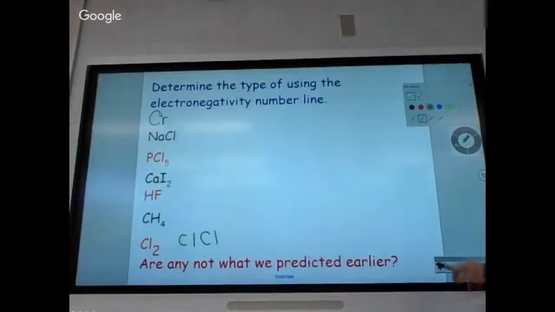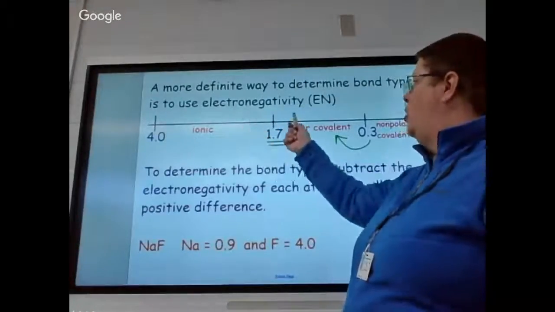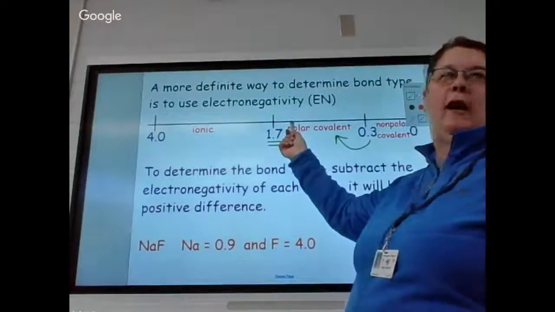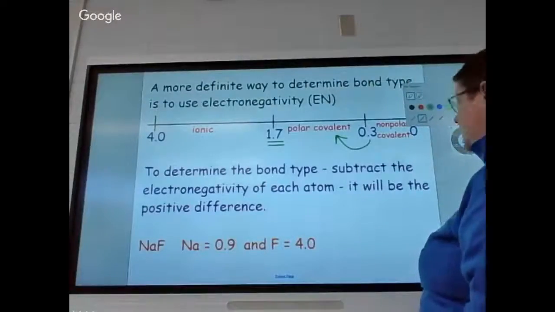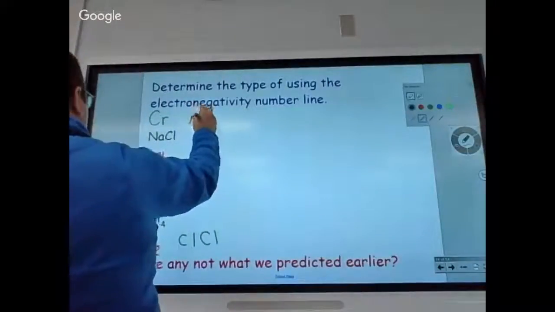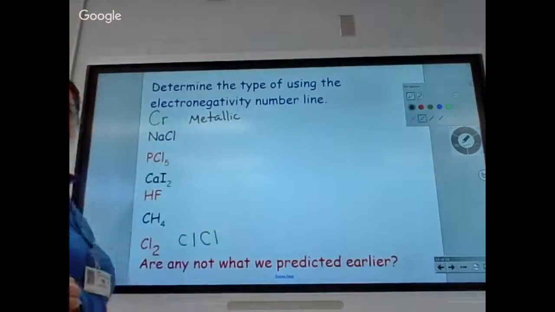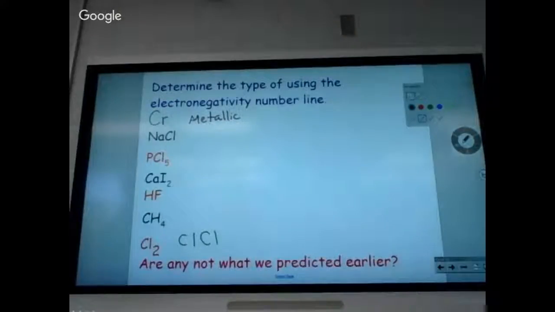You're either going to be right above 1.7 in this range or right below in this range. So you're either going to get ionic or you're going to get polar covalent. Either answer is going to be wrong, okay? So once you've identified that it's a metal, you just want to write that it's a metallic bond. Do not look it up and try to put it on that scale because metallic bonds don't fit on the scale. There's no place for them, okay? Now, everything else that's up here fits on the scale.